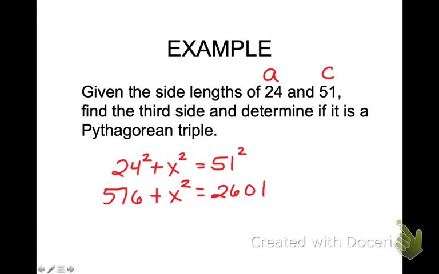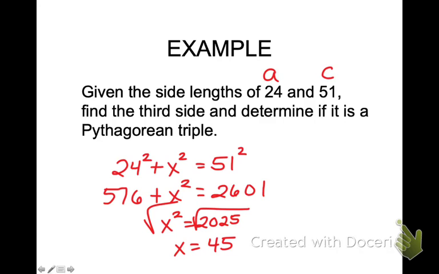Subtracting 576 from both sides gets me x squared is equal to 2,025. How do I check to see if that's a perfect square? Take the square root of it on your calculator. If it comes up as an integer, meaning there are no decimals, then we're good. What is it? 45. So we get x is equal to 45. If there are decimals after that, then it's not a perfect square.